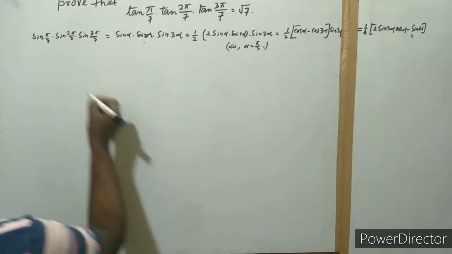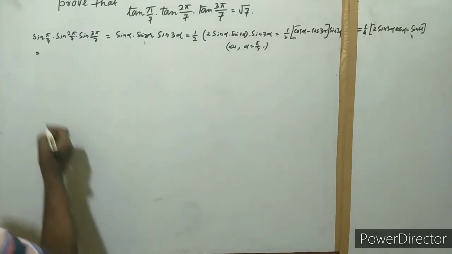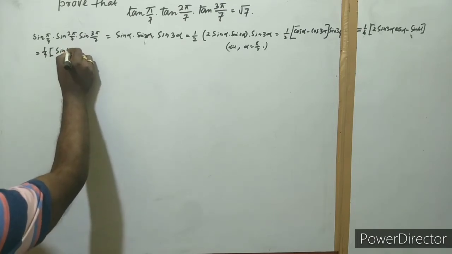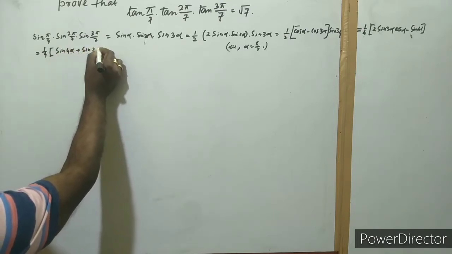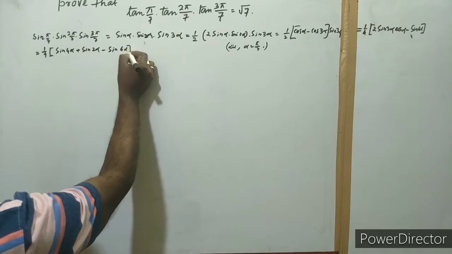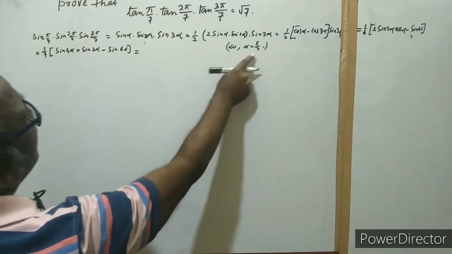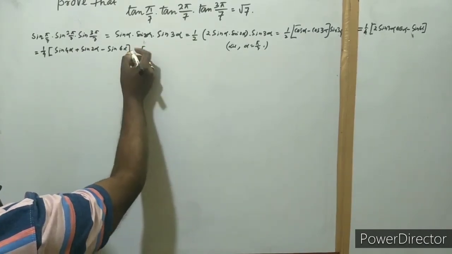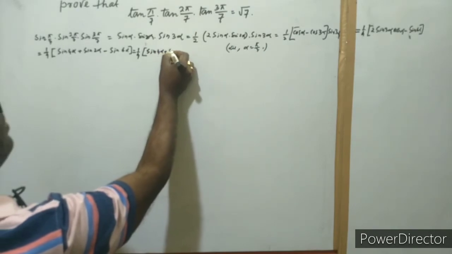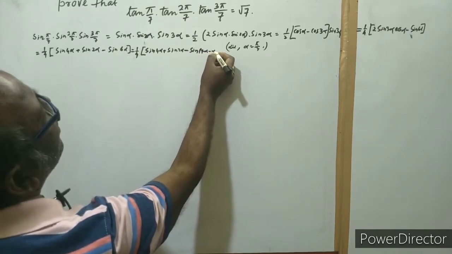Okay, and this is equal to, using 2 sin A cos B, 1 by 4 of sin 4 alpha plus sin 2 alpha minus sin 6 alpha, which is 4 alpha and 2 alpha, and it is 1 by 4 of sin 4 alpha plus sin 2 alpha minus sin 7 alpha minus alpha.